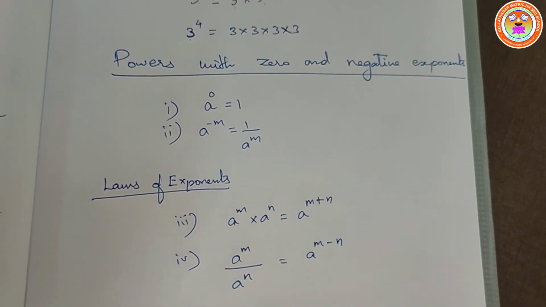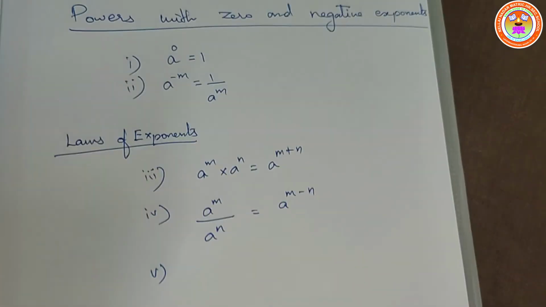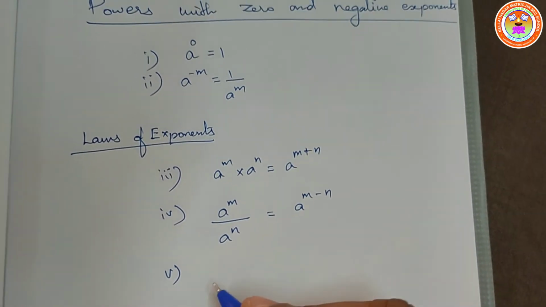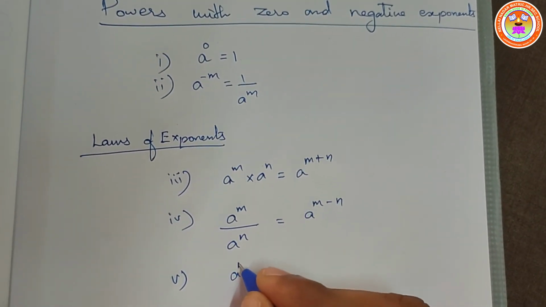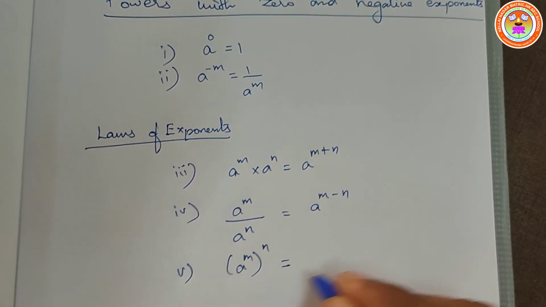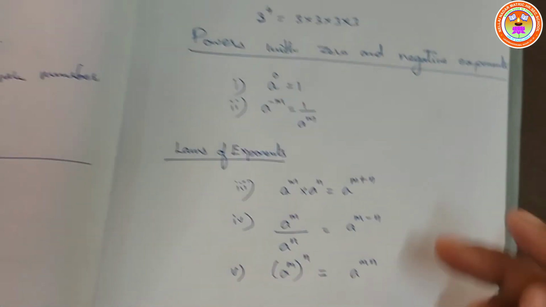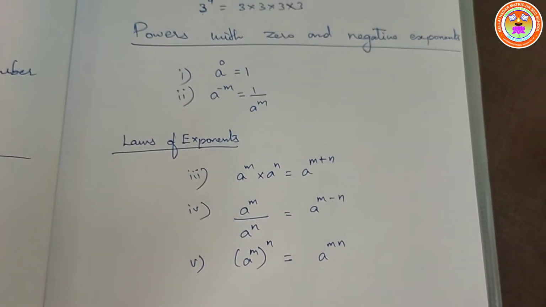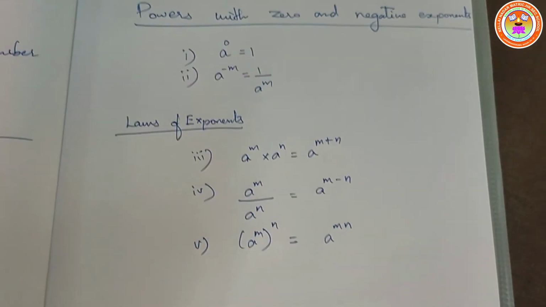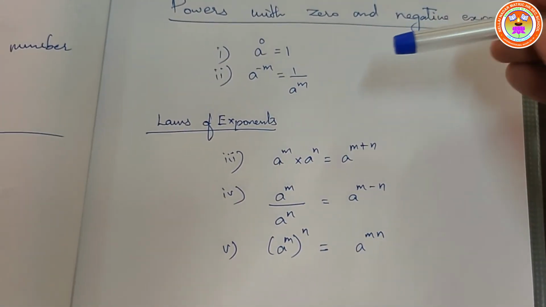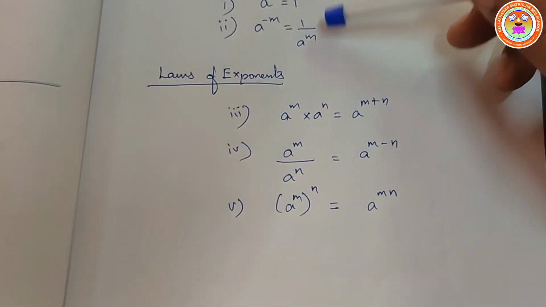The last one. This is the quotient formula, this one is the product formula, this one is the quotient, and the last one is the power rule, power law. a power m the whole power n is equal to a power m into n. So all the 5 formulas you have to memorize. Then only we can proceed in the exercises. So in this class you memorize all the 5 formulas.